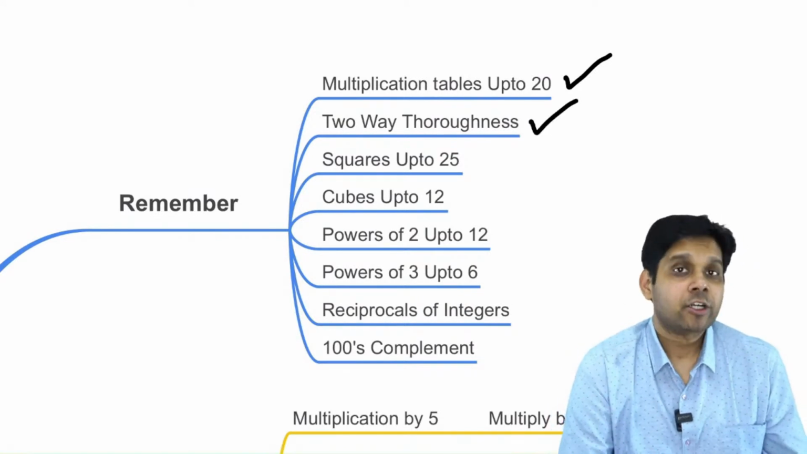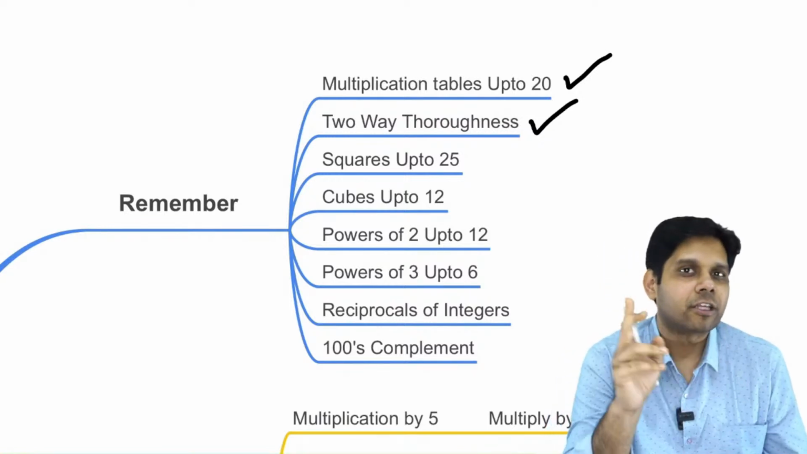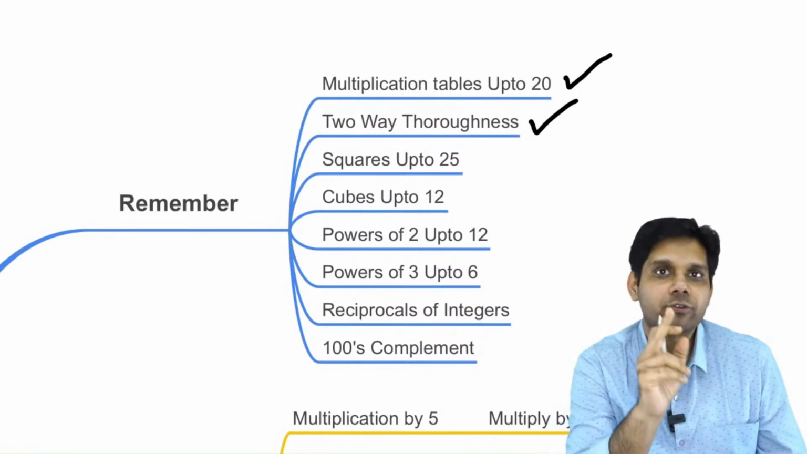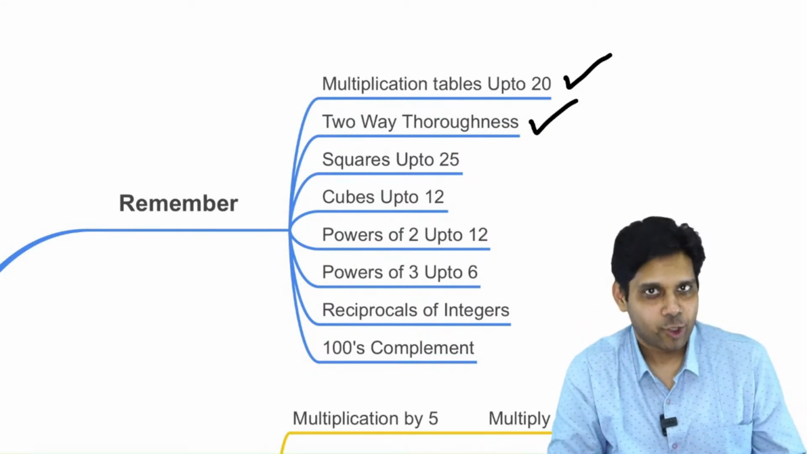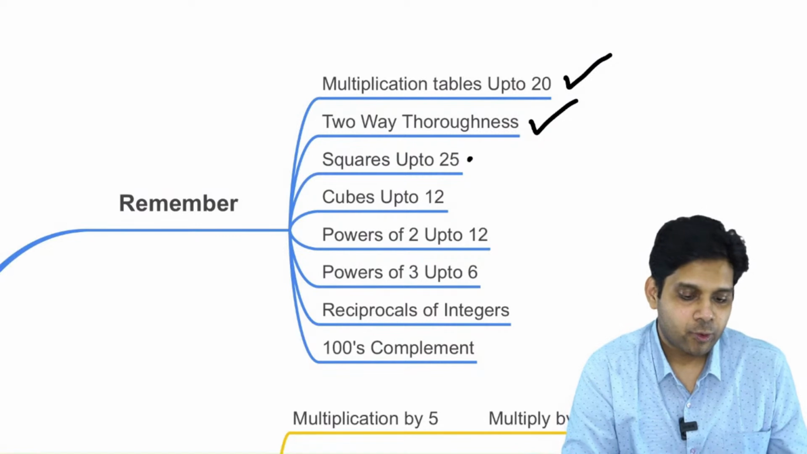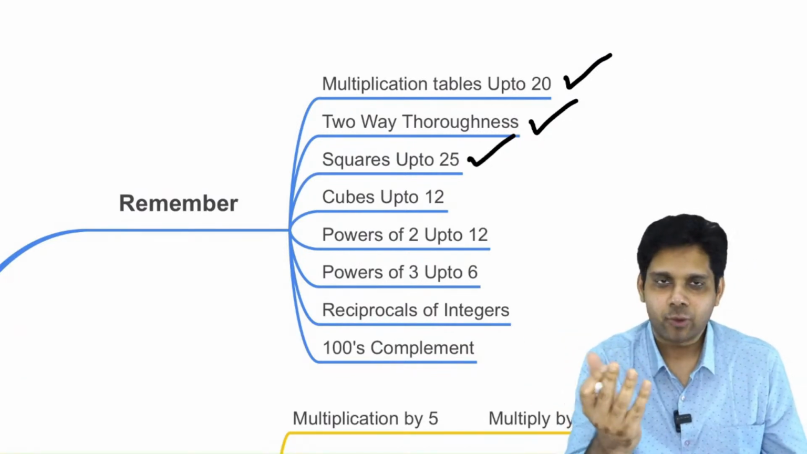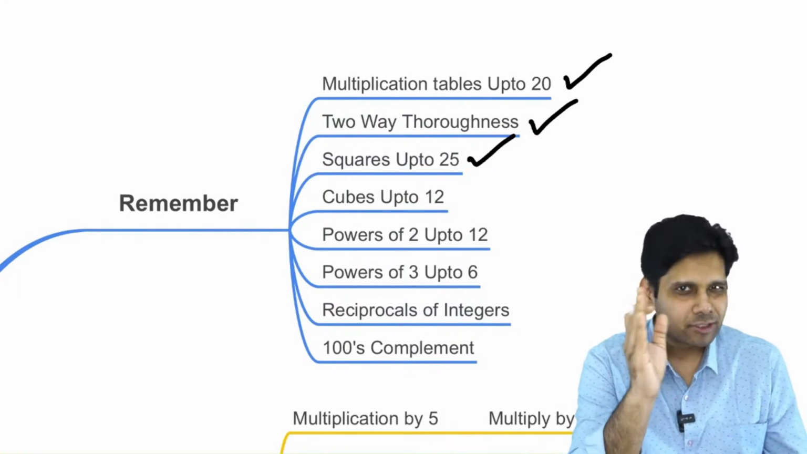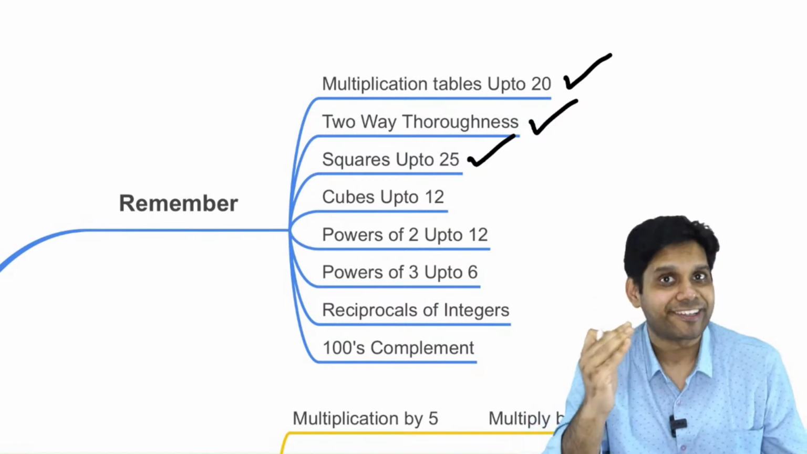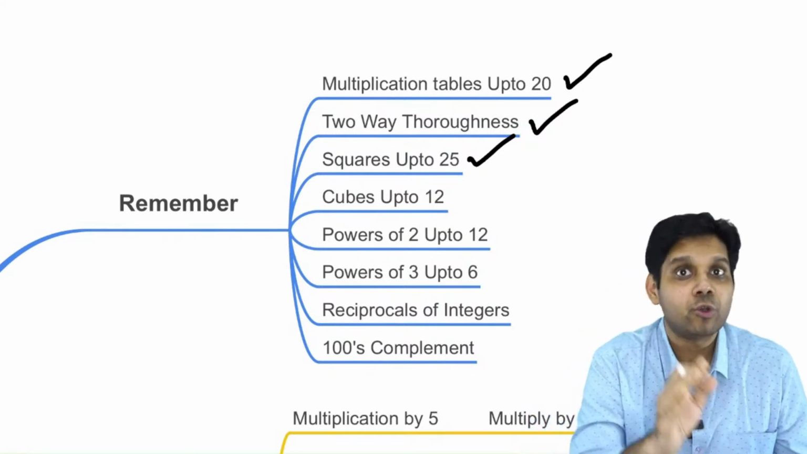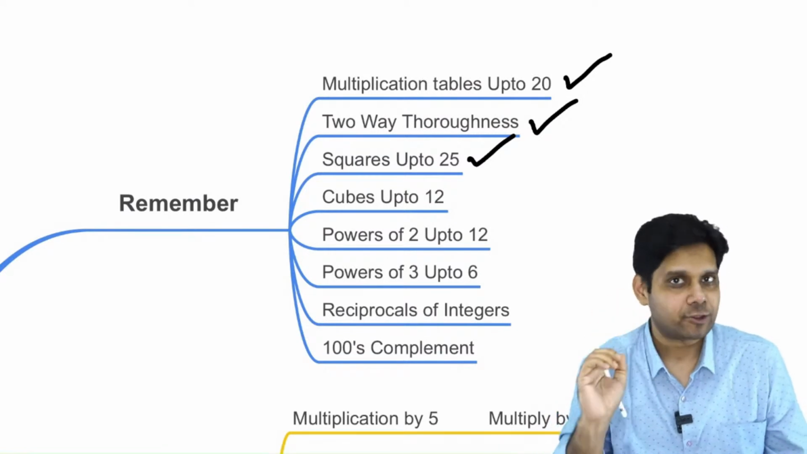Now, two-way thoroughness is required. So if I say 169, you have to remember, okay, this is 13 into 13. If I say 1331, you have to remember it is 11 cube. So the two-way thoroughness has to be there. Okay. Now squares up to 25: 2 square, 3 square, 5 square, 7 square, right? 8 square, 11 square. You should remember, the moment I say it, the number should come to your mind. It should register. You don't need to go and look for a calculator at all. That kind of thoroughness has to come.